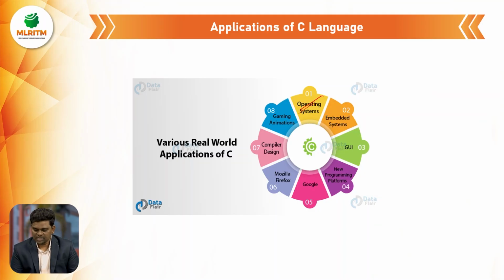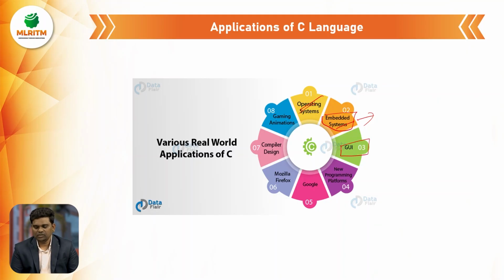The second one is embedded systems, where we have embedded C. Embedded systems are generally in our home appliances, like refrigerators and ovens. So these all depend upon embedded systems, where the C language is used.